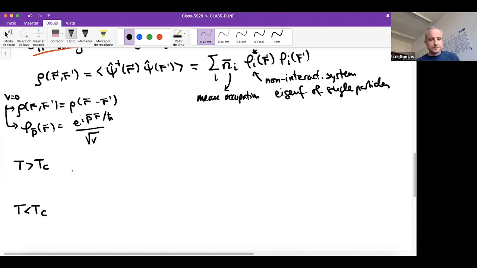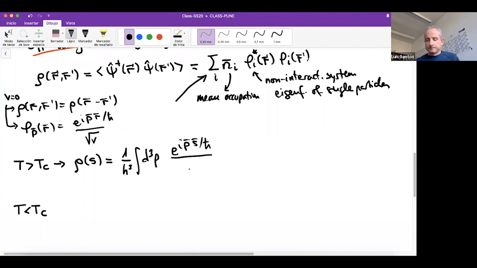Okay, let's have a look at the density matrix. Yes. So what I have to do here is, instead of summing, I just integrate over momentum states. So I will have to do something like this. I just write it once here. This is the plane wave. So this is this here. And here I just write the mean occupation following the Bose-Einstein statistics.